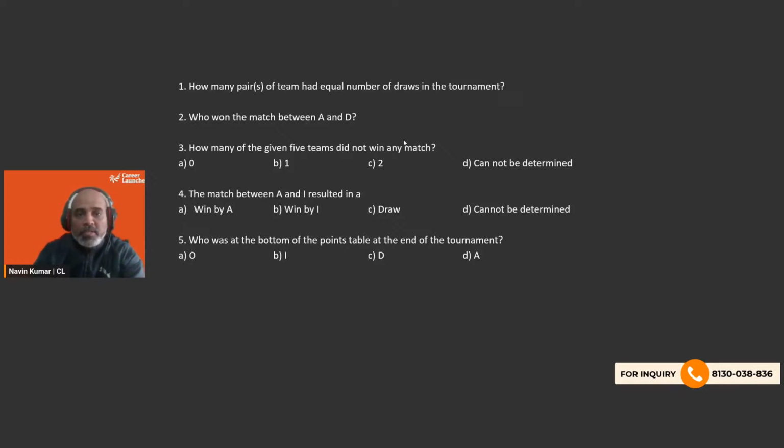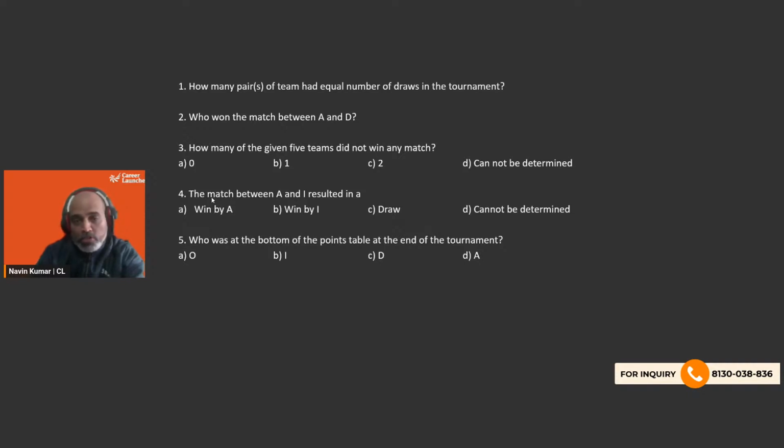So how many pairs of teams have had an equal number of draws in the tournament? Who won the match between A and D? How many of the given 5 teams did not win any match? The match between A and I resulted in what? And who was at the bottom of the points table at the end of the tournament?